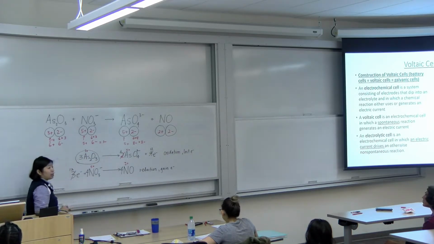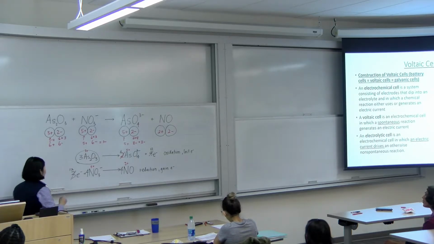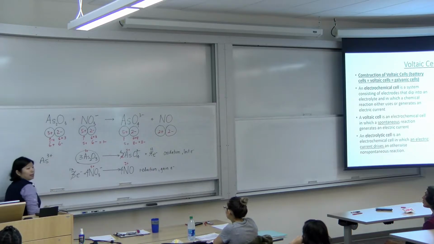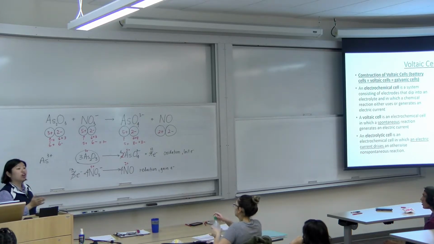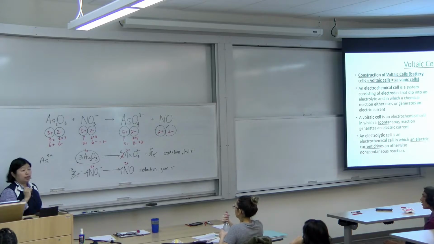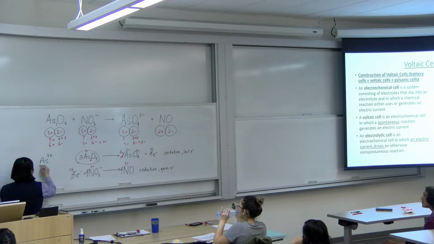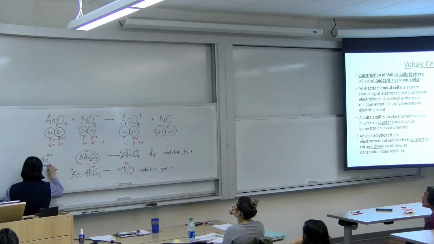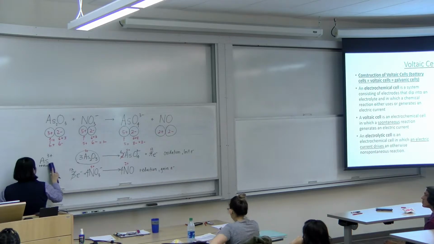The correct answer, if I ask you what is being oxidized, you should say your As3+, right? You must include the oxidation state for it to be a correct answer. If you wrote As5+, it is wrong because that is the result of the oxidation. The reducing agent has to be what is oxidized.